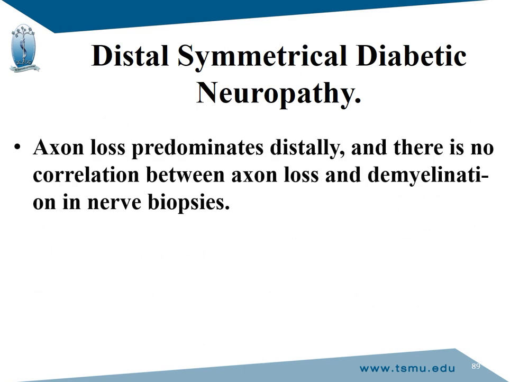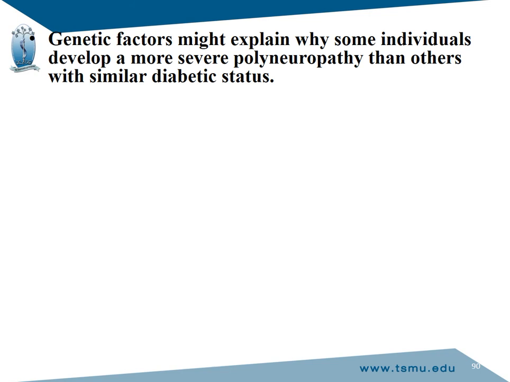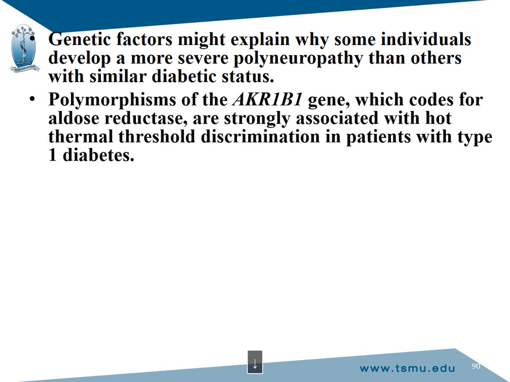Axon loss predominates distally, and there is no correlation between axon loss and demyelination on nerve biopsies. Early morphological changes include minimal alterations of myelinated and unmyelinated fibers and axonal regeneration. Genetic factors might explain why some individuals develop a more severe polyneuropathy than others with similar diabetic status. Polymorphism of the gene called aldose reductase is strongly associated with hot thermal threshold discrimination in patients with type 1 diabetes.